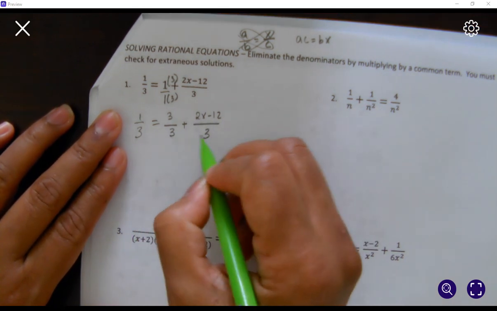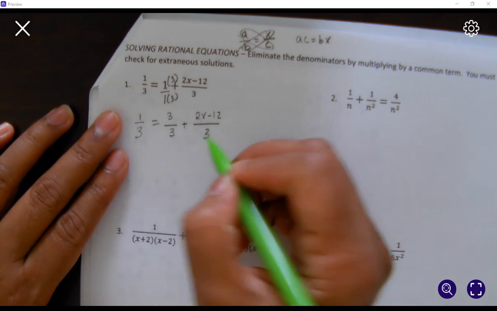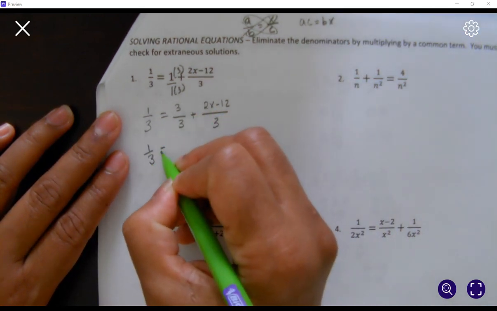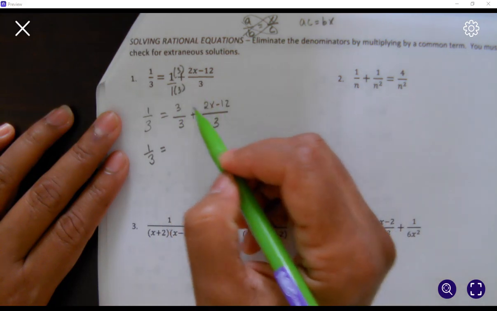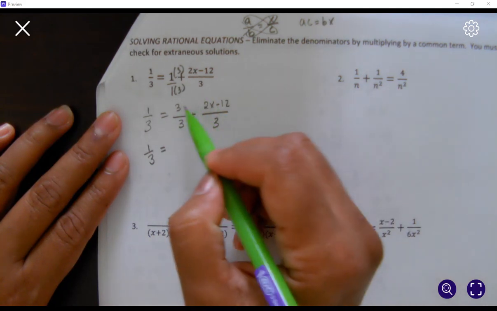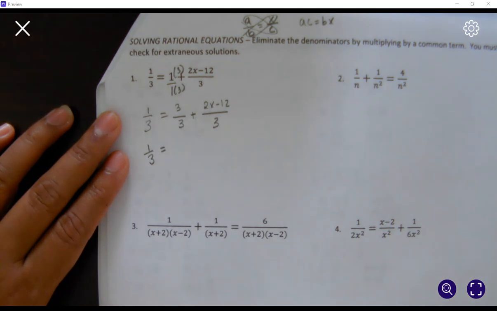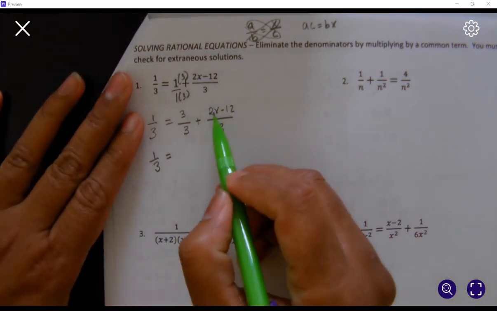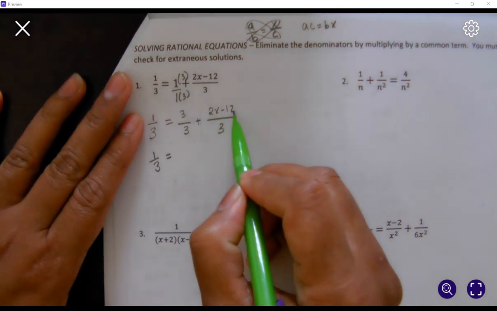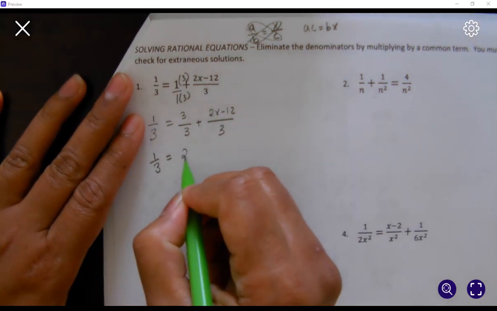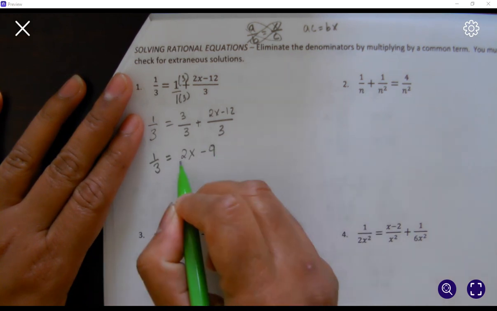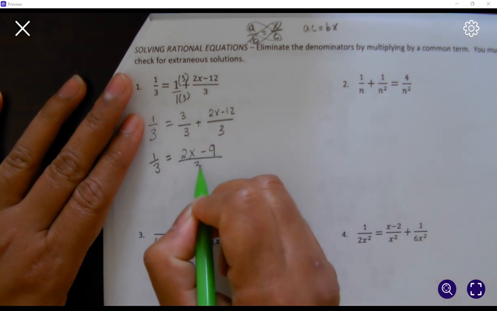Now I have a common denominator here, so I can go ahead and put these two numerators together. So I'm still going to have this. So you have 3 plus 2x minus 12, so we're going to combine the like terms. That would be 3 minus 12, which is negative 9. So I'm going to bring down the 2x, and 3 minus 12 is negative 9 over, and then bring down the common denominator.